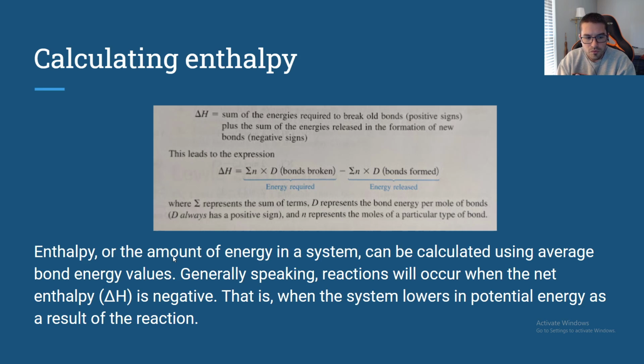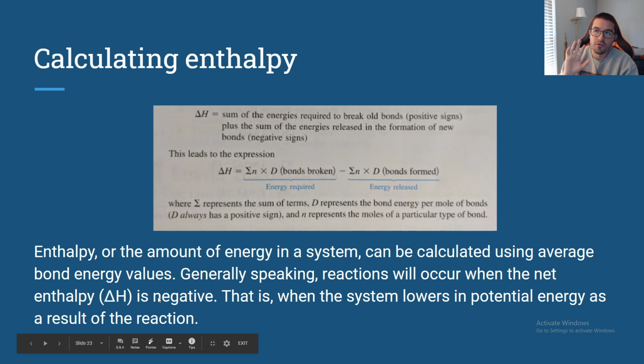So what we're going to be doing in this homework set that you're about to start very soon is calculating the change in enthalpy around a chemical reaction. So you take some chemicals, they react to form new chemicals, right? It's a chemical reaction, a chemical change. The enthalpy is going to change. And generally speaking, you can see here, reactions will occur when the net enthalpy is negative, right?